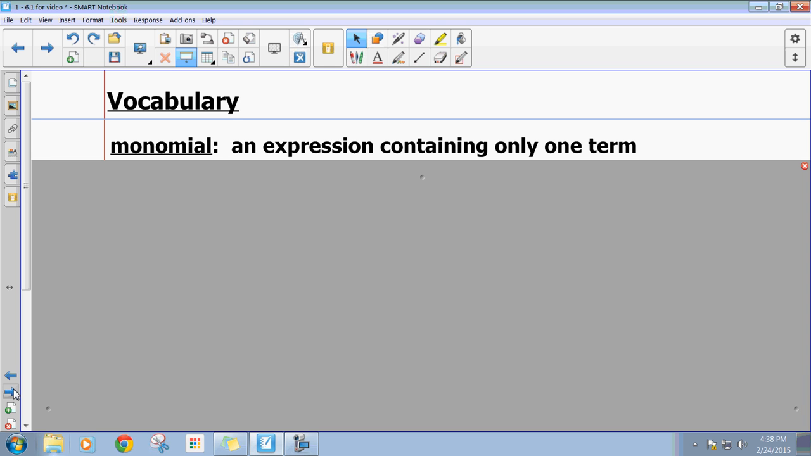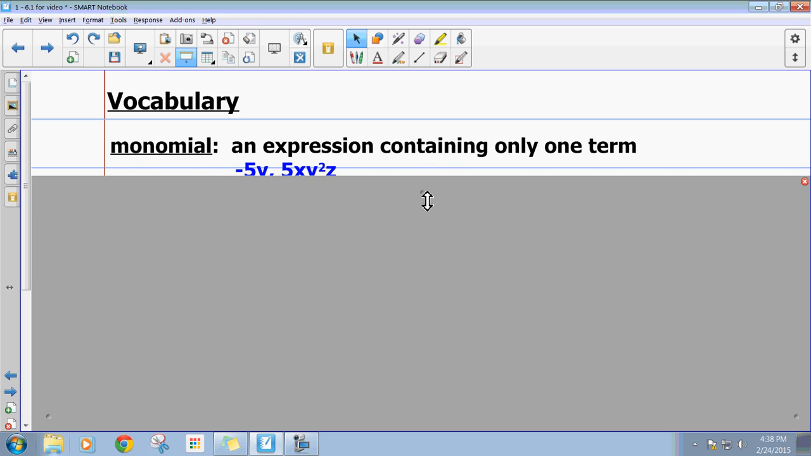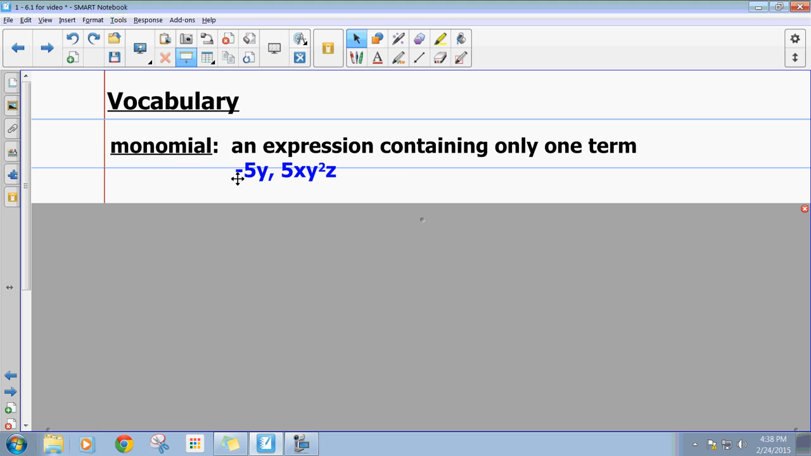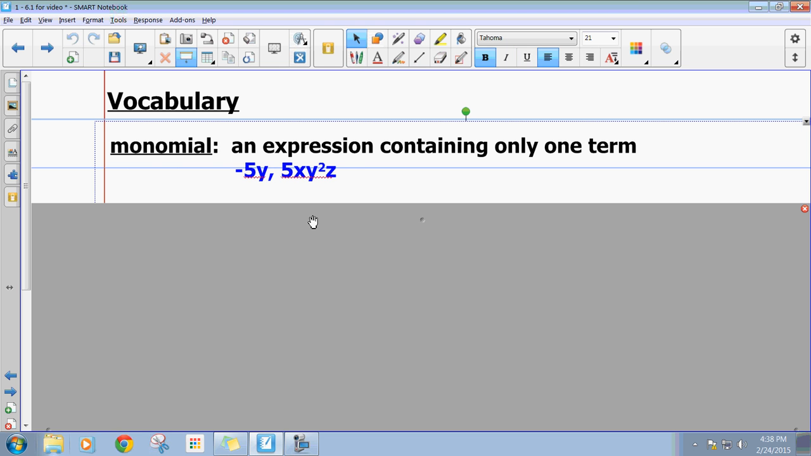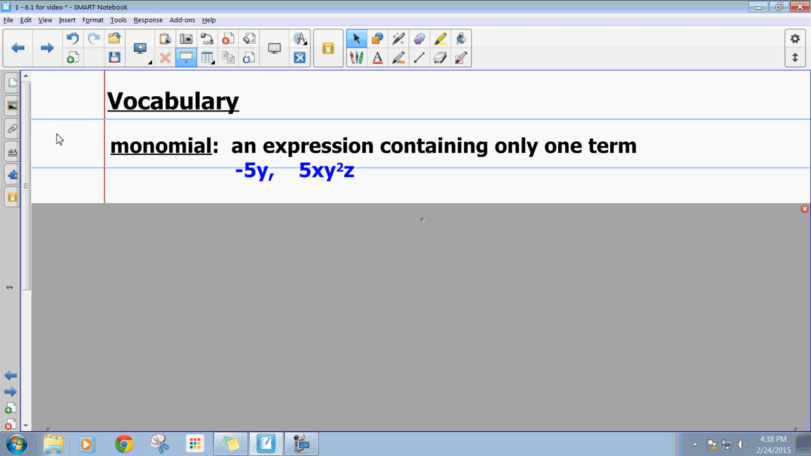Now let's look at some more specifics for polynomials. The first is when we have a monomial. Mono, meaning one, would be an expression with just one term. -5y is a monomial. 5xy squared z is a monomial. They each have one chunk of information.